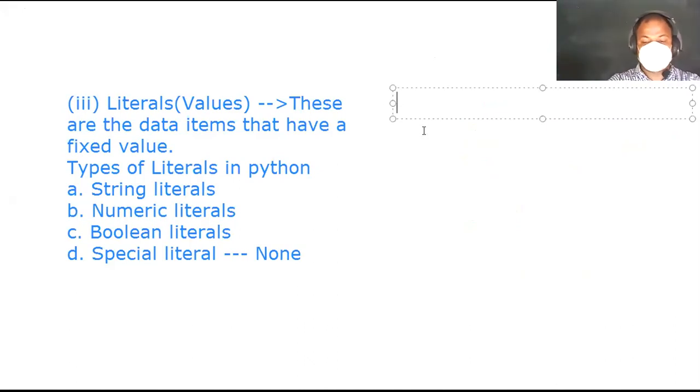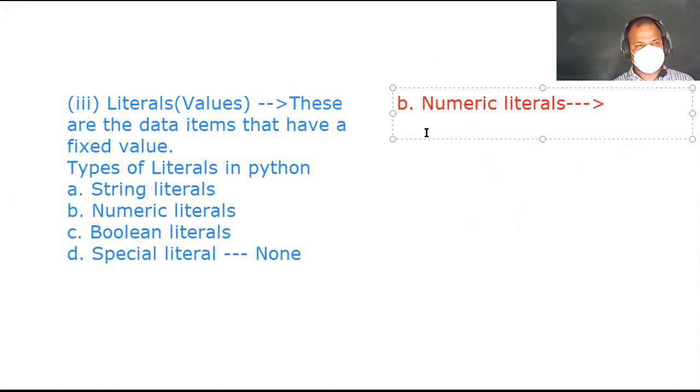The second topic of discussion is what we have written here: numeric literals. Numeric literals, that is the second topic. String literal is over. Now, the second one is numeric literal.